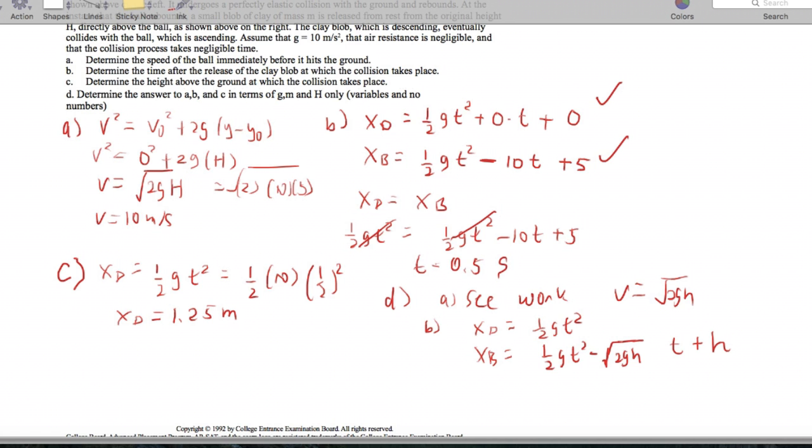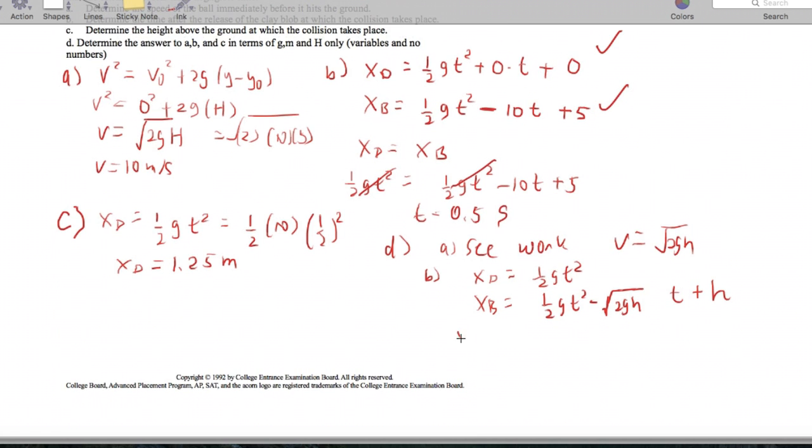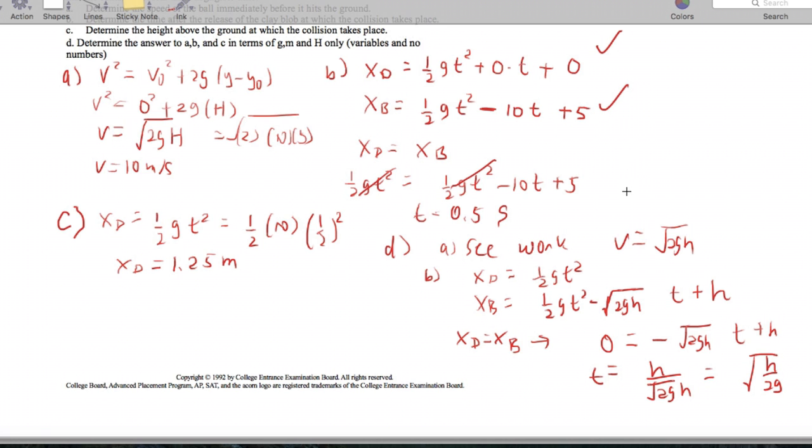So what this is going to tell us is when we set these equal to each other, when we set xd equal to xb and solve again, we'll end up getting that 0 equals negative square root of 2GH times T plus H. And then our time actually works out to be H over the square root of 2GH, which when we simplify that is the square root of H over 2G for the time.